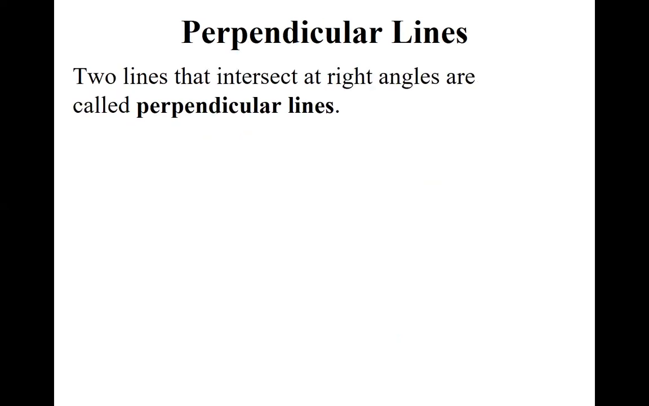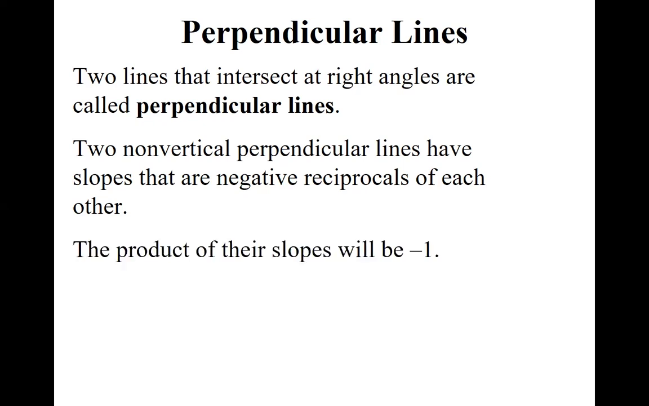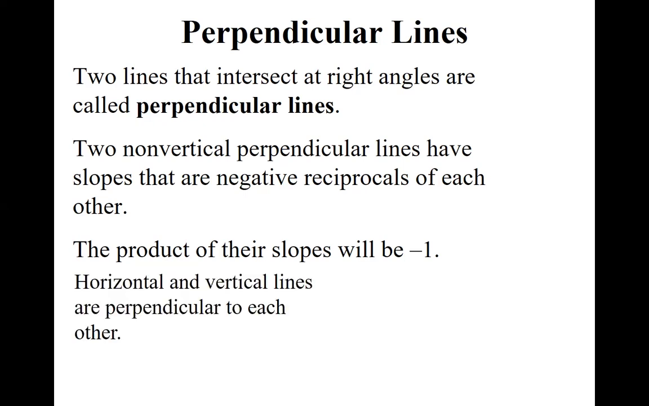Perpendicular lines not only intersect, they intersect at right angles. Two non-vertical perpendicular lines have slopes that are negative reciprocals of each other, or opposite reciprocals. The product of their slopes will be -1. Any horizontal line paired with a vertical line are perpendicular to each other. They meet at right angles as well.